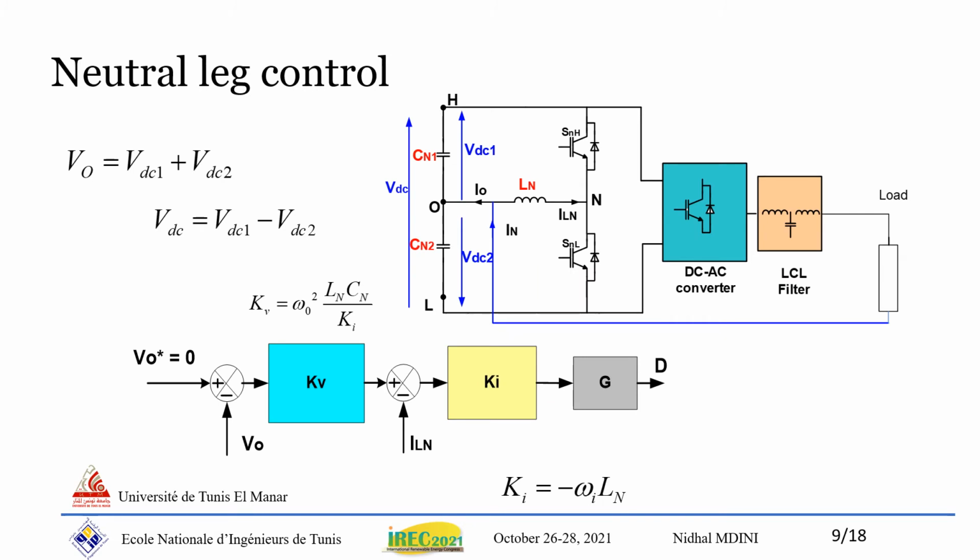A deviation of the voltage VO at the midpoint O will shorten the life of the DC capacitor filters CN1 and CN2. So, the aim of the neutral leg control is to maintain 0 volt at this point, even if an unbalanced load is connected. This goal is accomplished by regulating the neutral filter current ILN. A cascade of two proportional controllers is developed for this control.